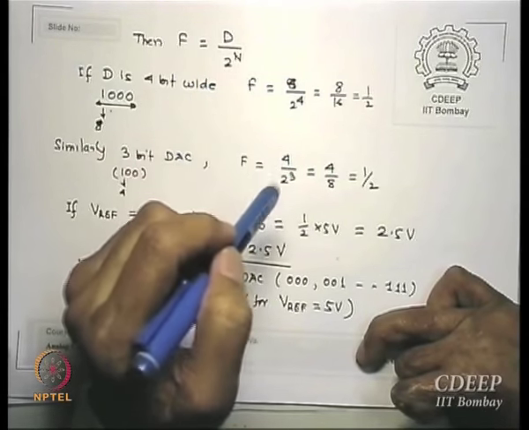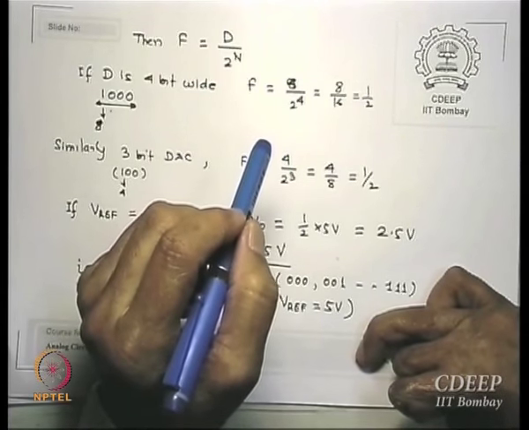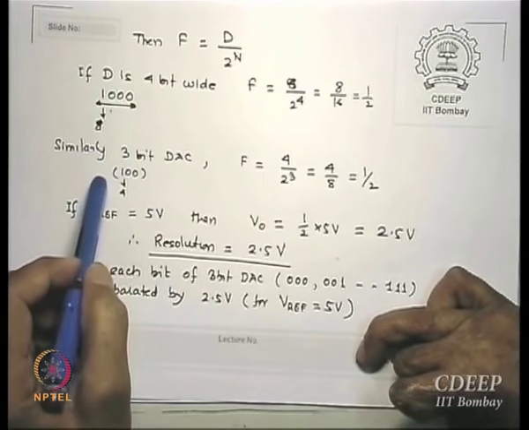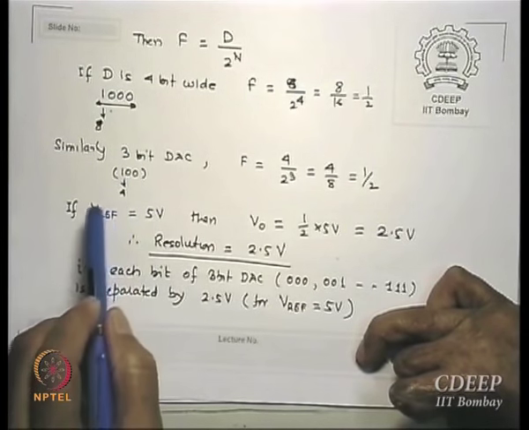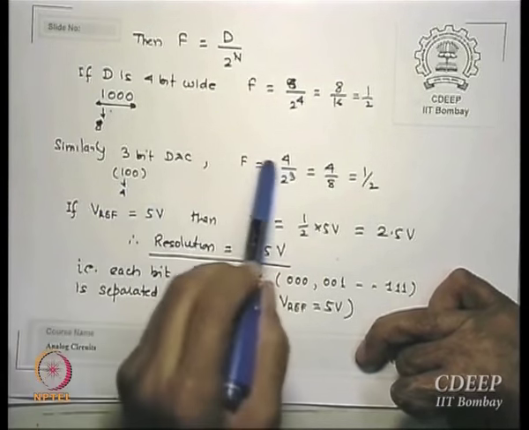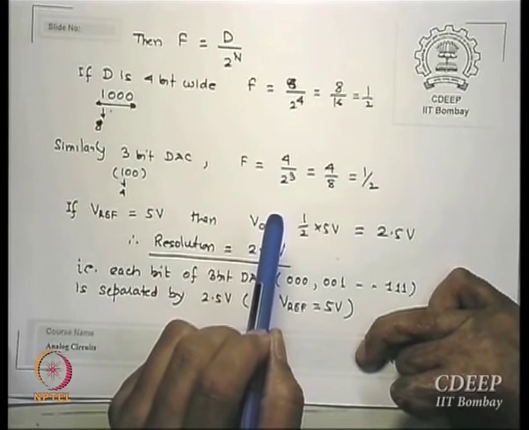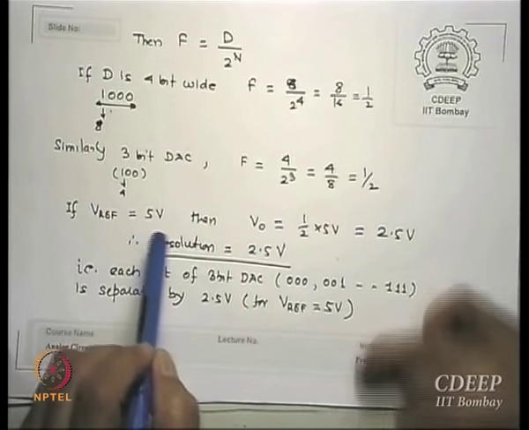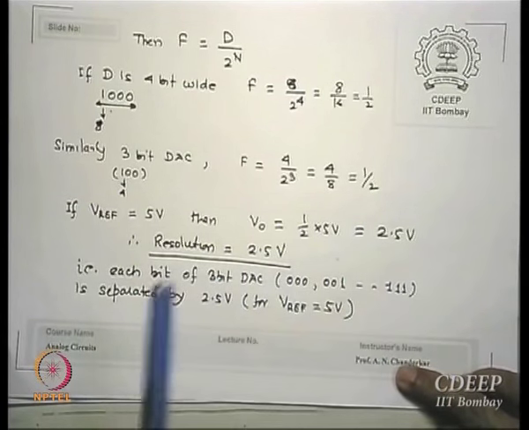How much is the fraction here? Half. Is that correct? So V out will be how much? V reference by half, V reference by 2. Okay. Take another case. If you have a 3 bit wide DAC, what is the smallest 3 bit number I can create? 100. So it is 4. 2 to the power 3 is 8, 4 by 8, F is again half. Is that clear? Let us say if V reference is 5 volt, then V0 will be half into 5, that is 2.5 volt.